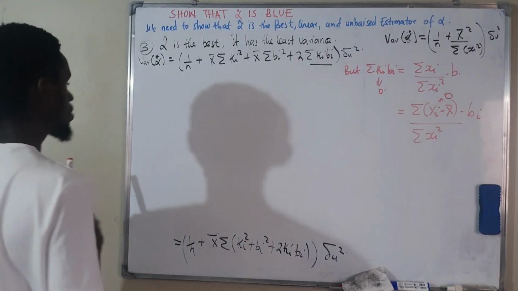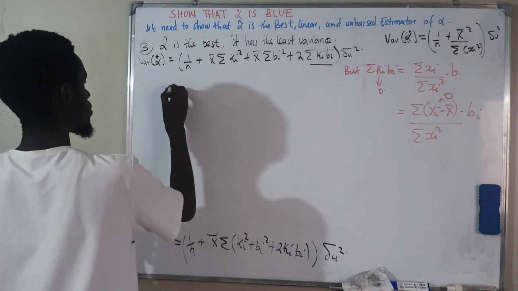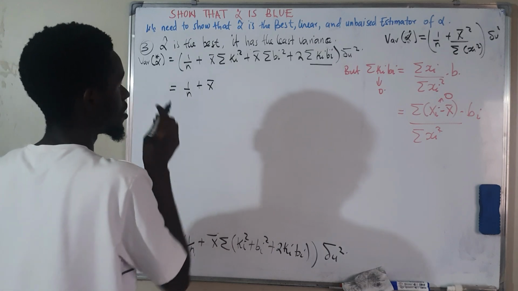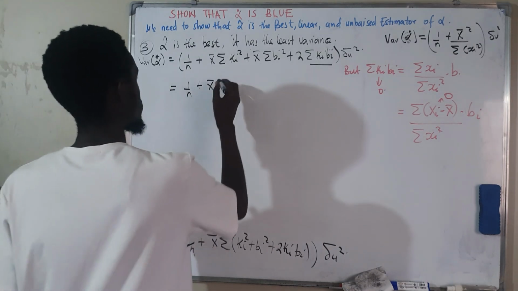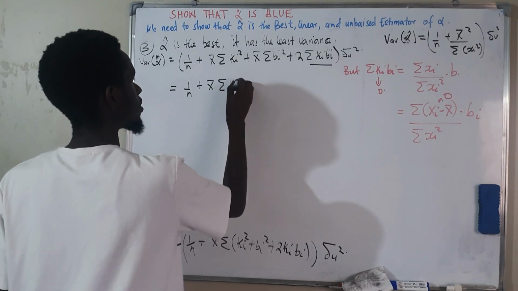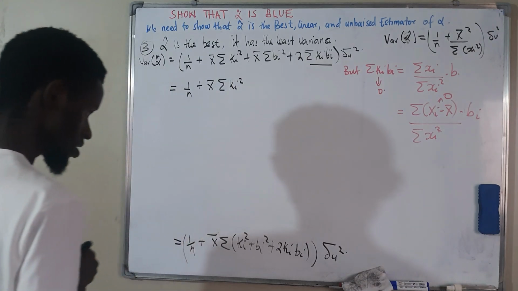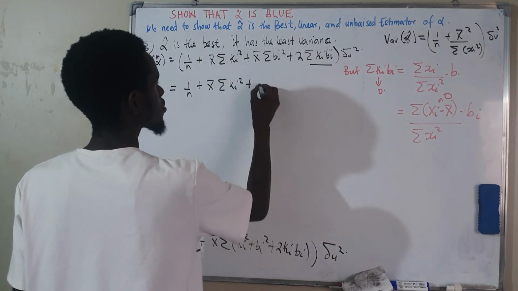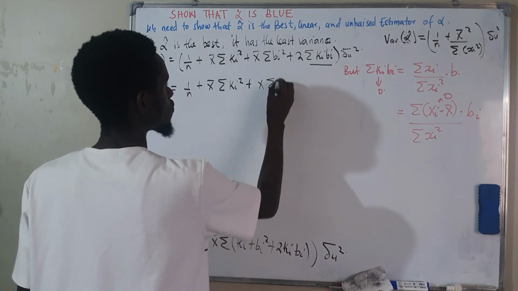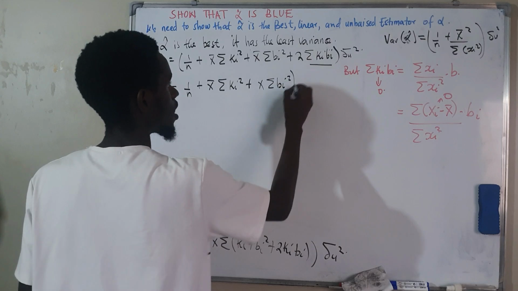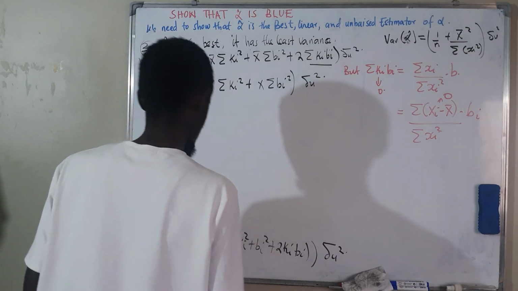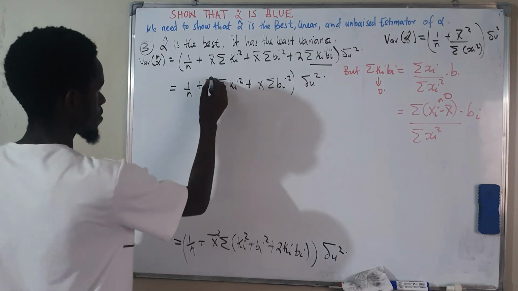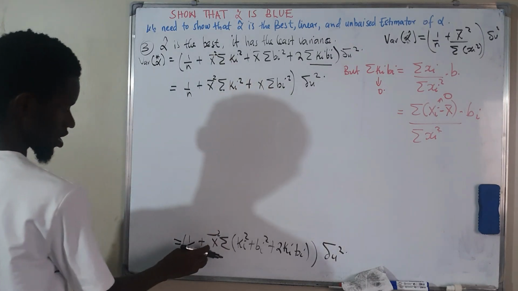Therefore, I'm going to be left with 1 over n, plus x bar, from there, the summation of ki squared, then plus x bar, the summation of bi squared, times sigma squared u. But I think here you had a squared. I think I forgot a squared here. Then it's the same as having a squared here. We forgot it.